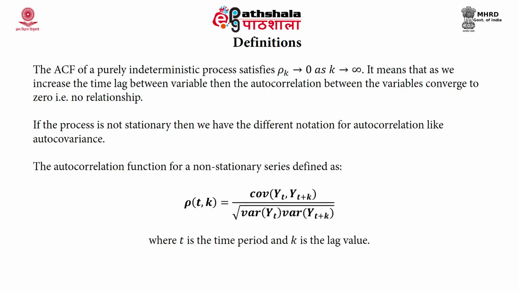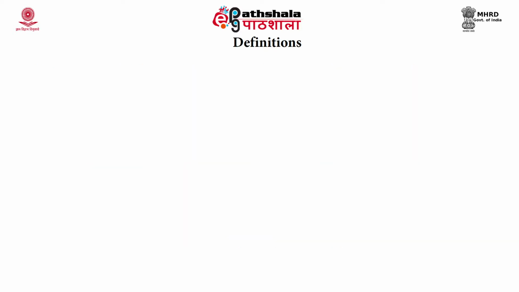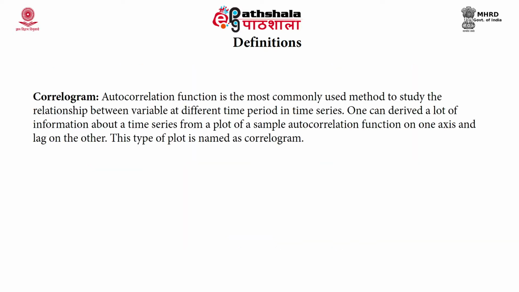If the process is stationary, then we have a different notation for autocorrelation, like autocovariance. The autocorrelation function for a non-stationary series is defined as given here. Now come to the definition of correlogram. Autocorrelation function is the most commonly used method to study the relationship between variables at different time periods in a time series. One can derive a lot of information about a time series from a plot of a sample autocorrelation function on one axis and lag on the other axis. This type of plot is named a correlogram.